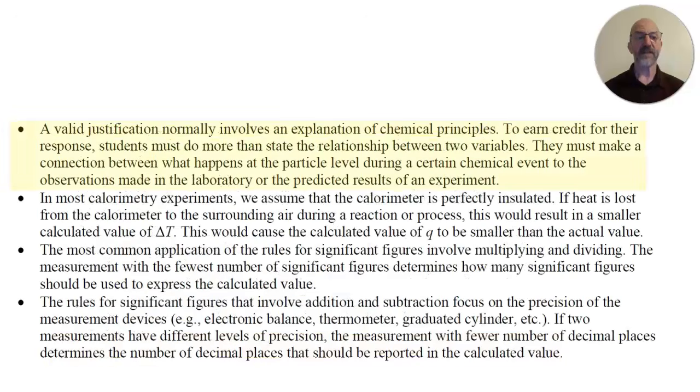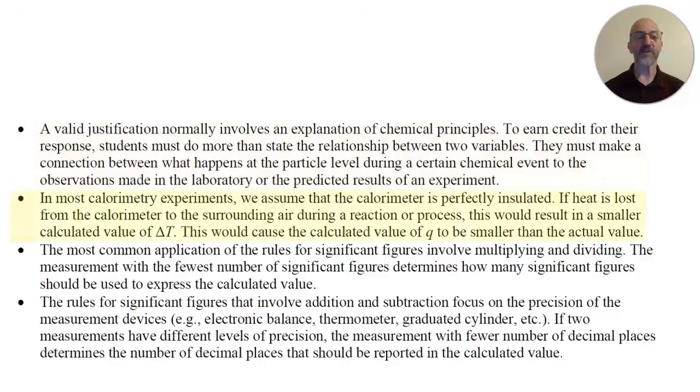A valid justification normally involves an explanation of chemical principles. To earn credit for their response, students must do more than state the relationship between two variables. They must make a connection between what happens at the particle level during a certain chemical event to the observations made in the laboratory or the predicted results of an experiment.